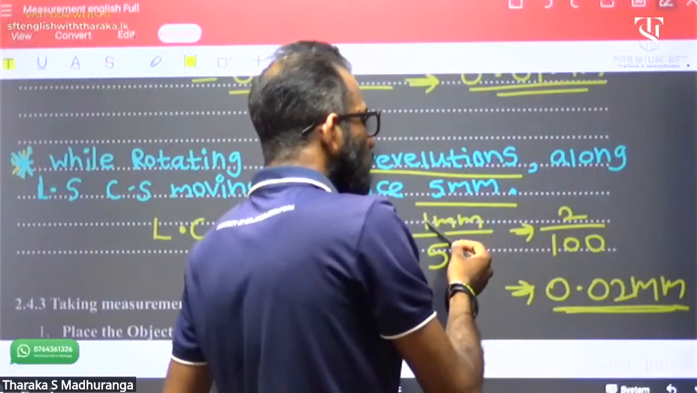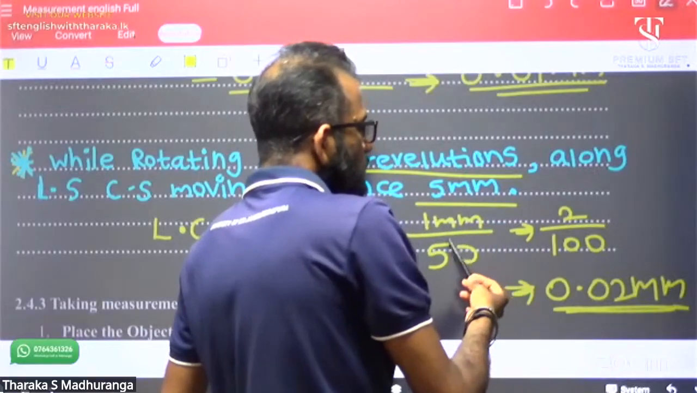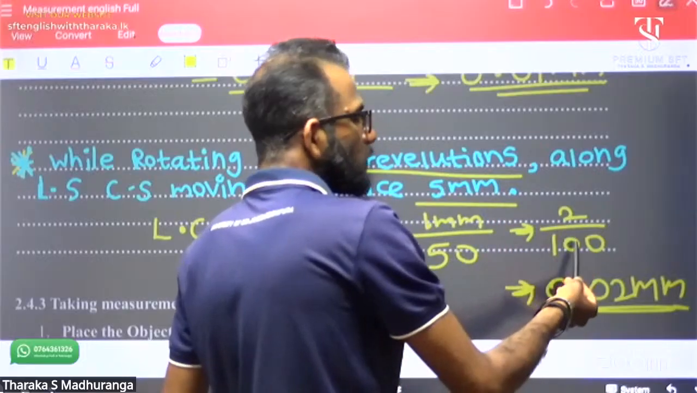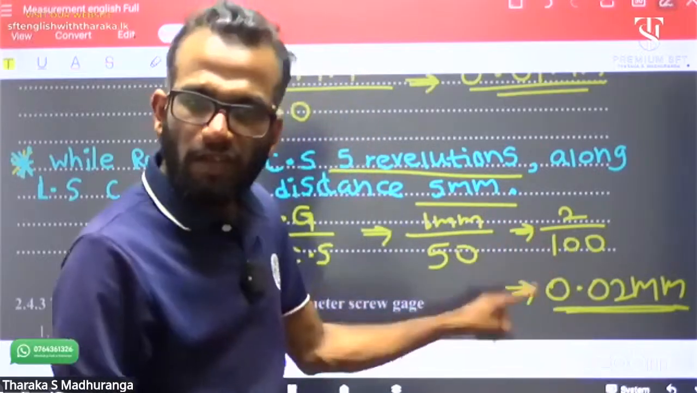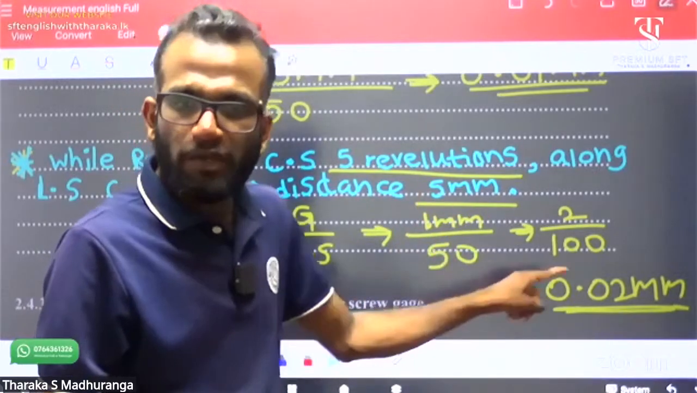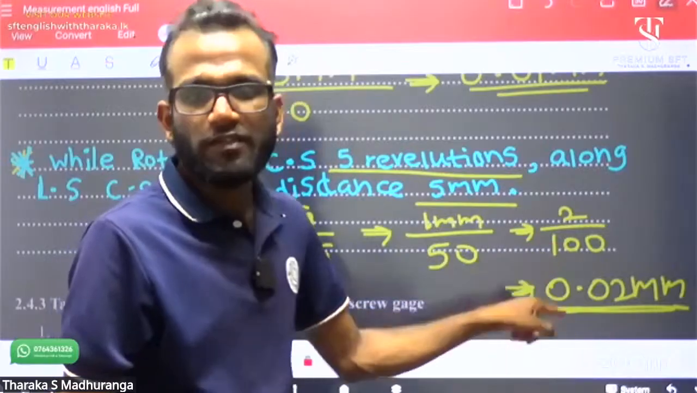I multiply both values by 2. 1 multiplied by 2 is 2, and 50 multiplied by 2 is 100. Then we can get the value without a calculator. 1 divided by 50 is 0.02, and 2 divided by 100 is 0.02.